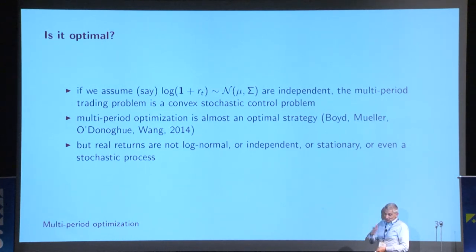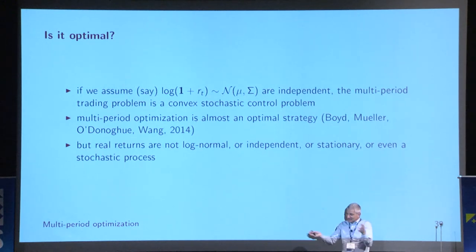Then you can run Monte Carlo with your policy. And what we found is it's essentially impossible to do better for practical ranges of values. The things I showed you, which look extremely unsophisticated, are basically optimal. But I think in some sense this is silly because real returns are not log normal, they're not independent, they're not stationary, and they're not even a stochastic process, right? What they really are is whatever, insider trading and other crazy things happened, and you integrate that over a whole lot of agents and that's what you get.